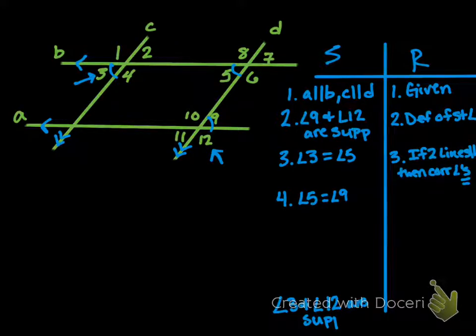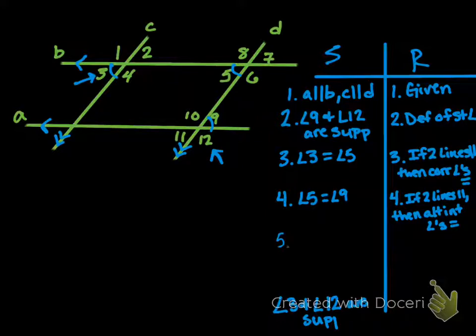So 5 is equal to 9, and if two lines are parallel, then alternate interior angles are equal. Change the size of my pen here so it's easier to write. Okay, and then our next step, since we already stated angle 9 and 12 are supplementary, and we know that now because of substitution here that 3 and 9 are equal. So let's write up an equation.